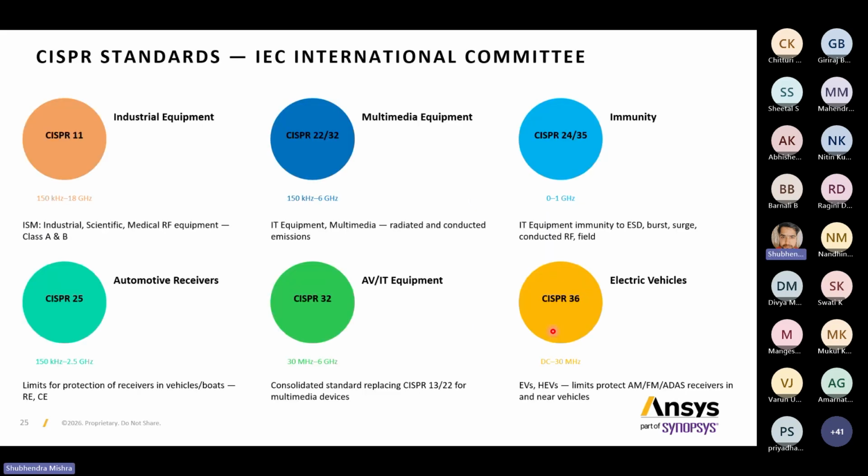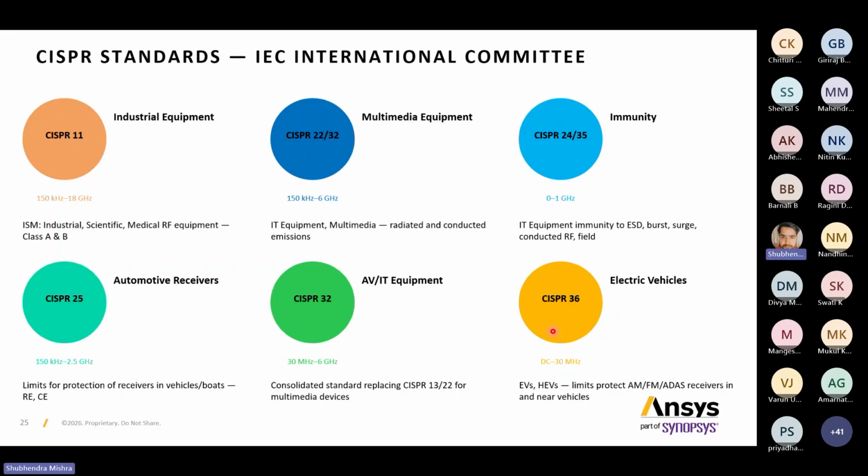Now, when I talk about the CISPR standards, CISPR 11 is dedicated to industrial equipment. CISPR 22 is dedicated to multimedia equipment. CISPR 24 and 35 are for immunity testing. CISPR 25 is for automotive receivers, where you want to do RE or CE simulations. For those applications you can use CISPR 25, which operates from 150 kilohertz to 2.5 gigahertz. Basically, in most of the applications currently, according to my work, I'm using either CISPR 25 or CISPR 15.